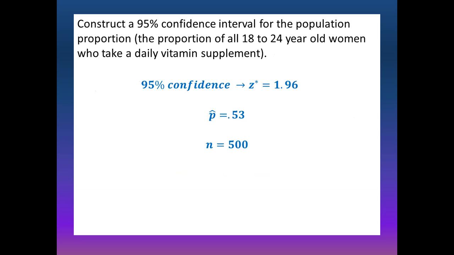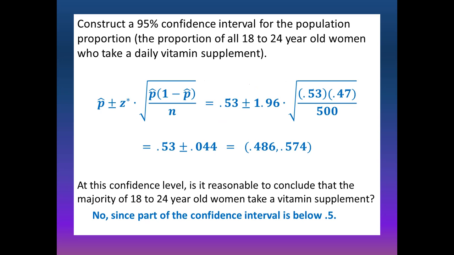If we're going to construct a 95% confidence interval for p, the population proportion, so the proportion of all 18 to 24-year-old women who take a daily vitamin supplement, the only other thing that we need is the critical value, because we already know what the sample size is, we already know what the sample proportion is, and the critical value is dictated by the confidence level. Since it's 95% confidence, the critical value, z star, is 1.96.